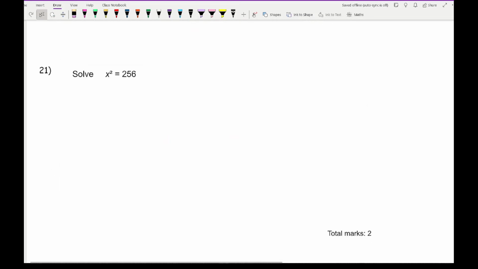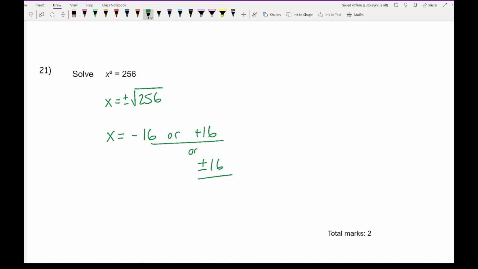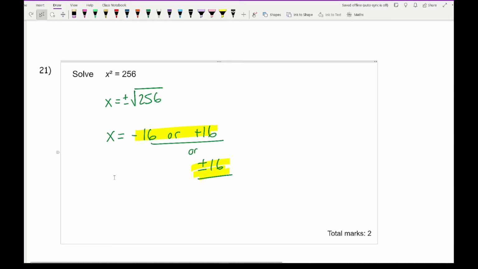Moving on to question 21, it says solve x squared equals 256. So all I need to do here is square root 256. But what you do need to remember is that when you're square rooting, you do have a plus and a minus value. So here, my answers are going to be x equals minus 16 or positive 16. You could write your answer like this. Any of those would be absolutely fine. But you do need to make sure that you are identifying that there are two possible values of x.